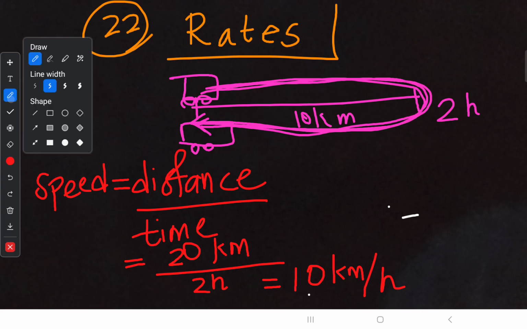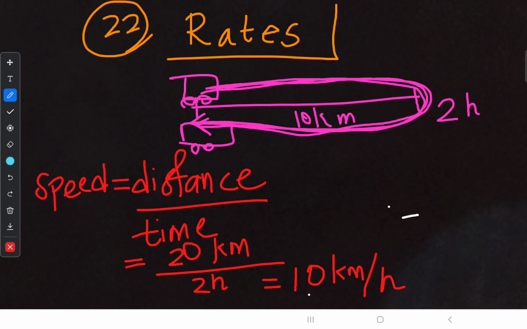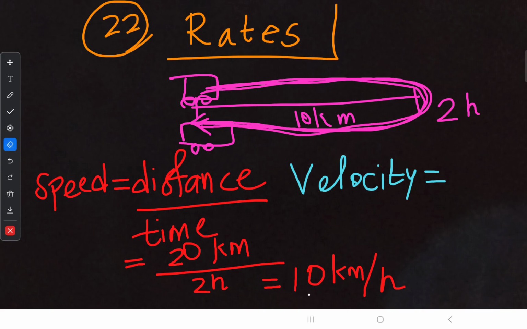When I consider velocity, what is velocity? Those look the same but are not exactly the same. Velocity means displacement upon time. Displacement means the distance traveled from the initial place, the initial position. When we consider distance, how much it traveled, it traveled 10 kilometers.